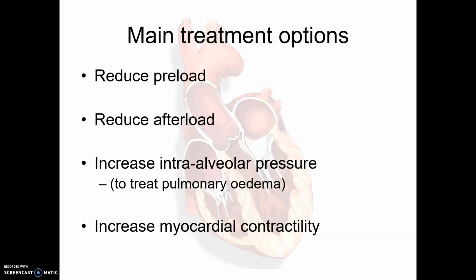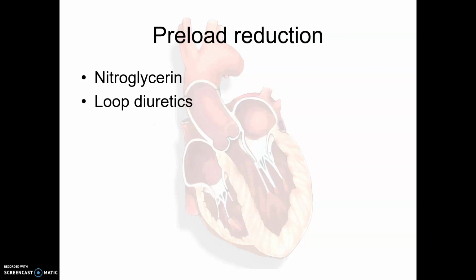Our treatment options reflect the pathophysiology, so we can reduce the high preload. Alternatively, we can reduce the afterload and improve cardiac output. In patients with pulmonary edema, if we increase intraalveolar pressure, we might be able to dry out the lungs and improve oxygenation. And in patients in cardiogenic shock, there may be a small role for increasing myocardial contractility. So let's look at each of these four sets of drugs.